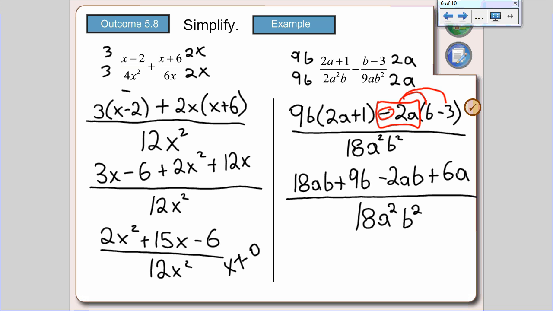Yeah, so by bringing that negative in, now it's basically plus negative 2ab, which is just minus 2ab, right?